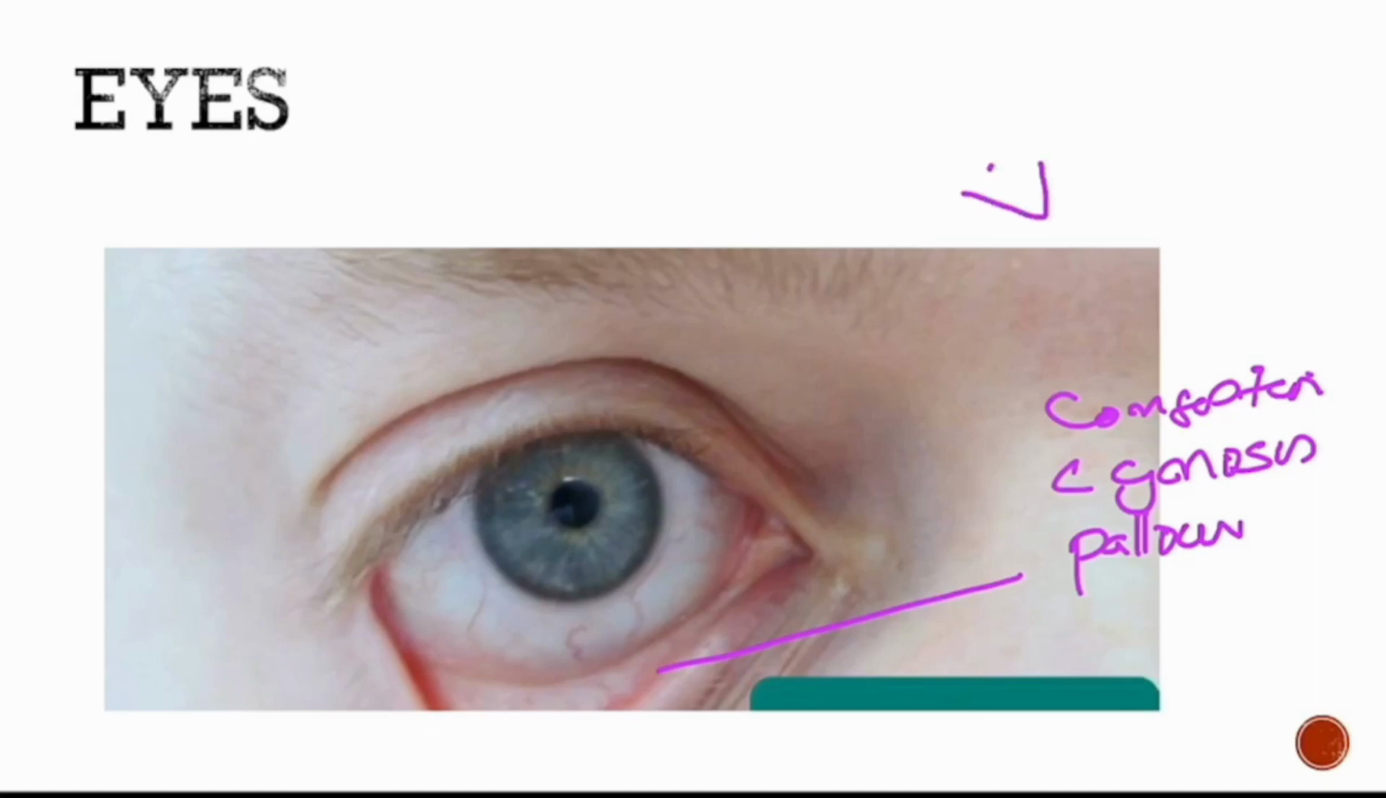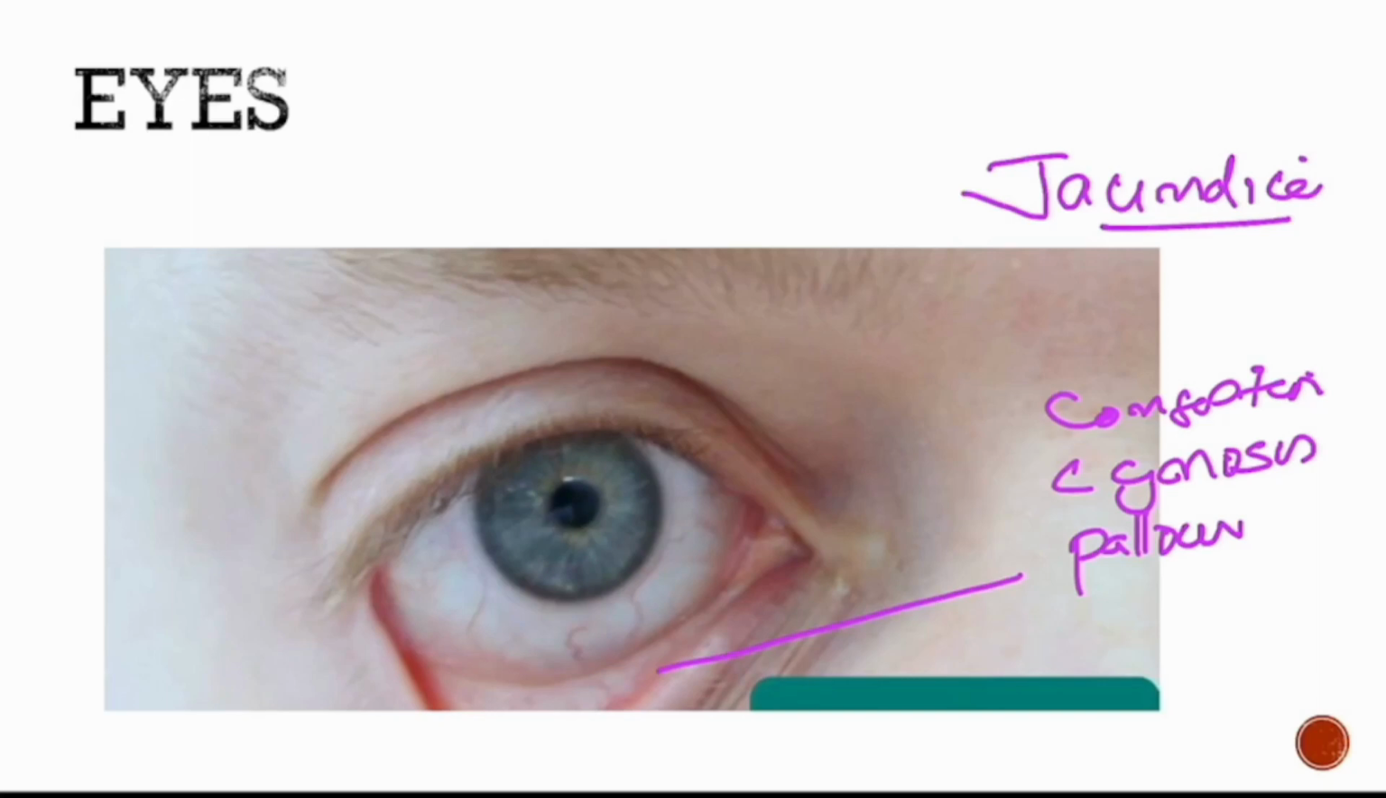Also always identify jaundice. When you are looking for jaundice, preferably do it in daylight. Artificial light may interfere with the identification.